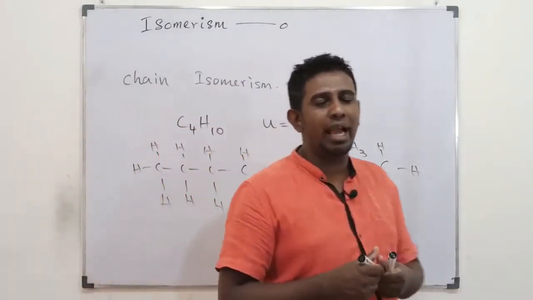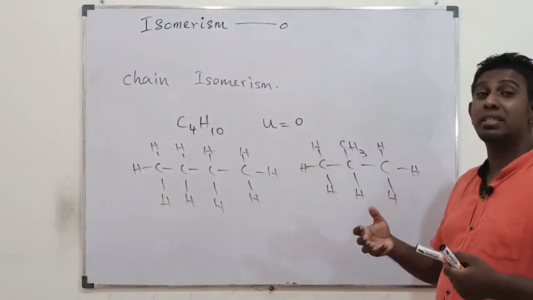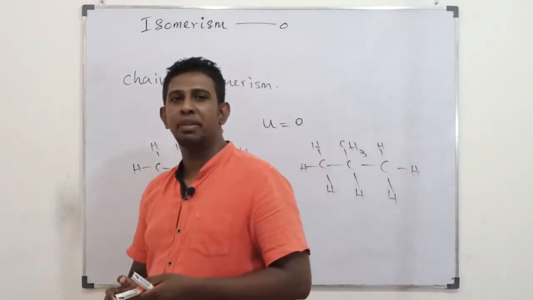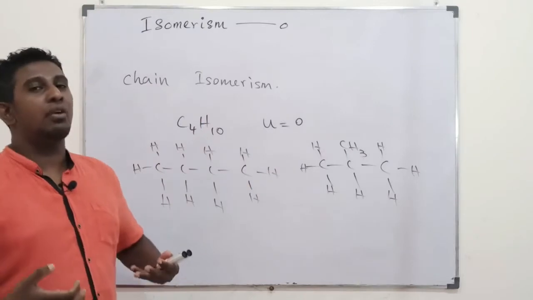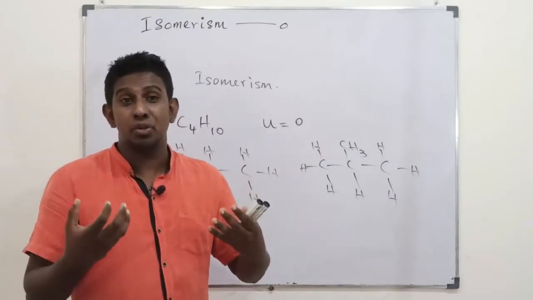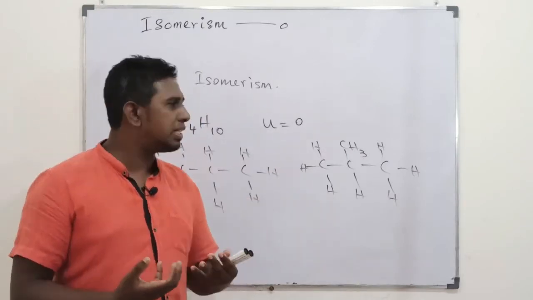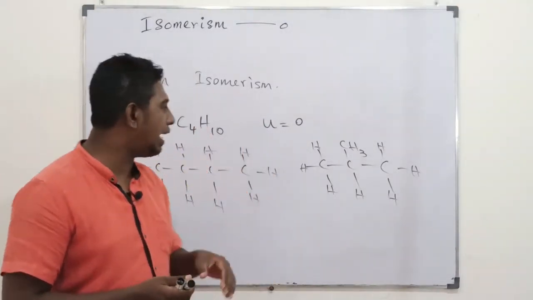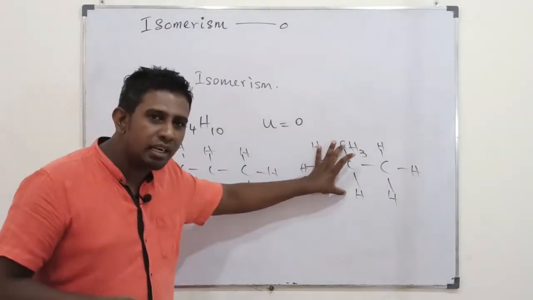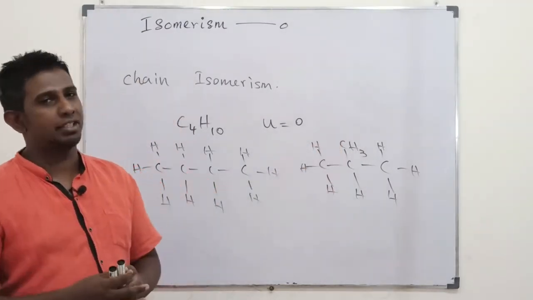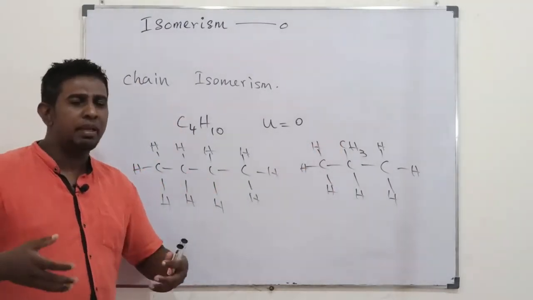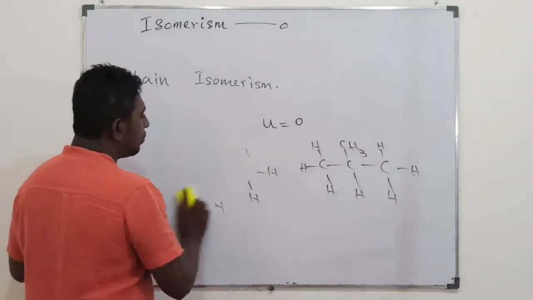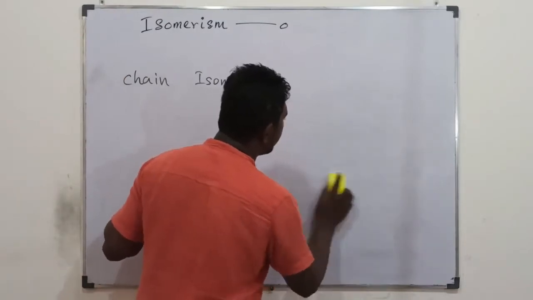Therefore, you have these two structural formulas representing the same molecular formula. That's how you get chain isomerism. It's a subcategory of constitutional isomerism, because you have different structural formulas, therefore different structures. So let me explain another example. Students, let's go to another compound.